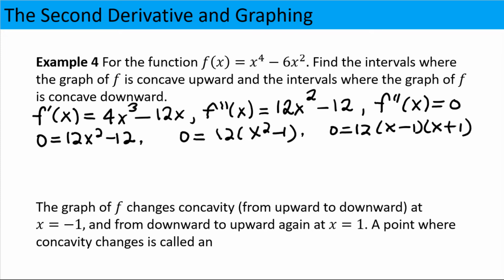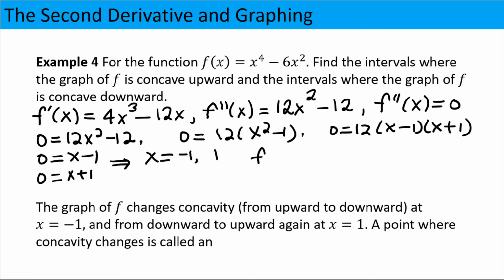Now we've got two factors that contain a variable. We'll set each of those equal to 0. 0 is equal to x minus 1. 0 is equal to x plus 1. And that gives us the values of x equals negative 1 and x equals positive 1.